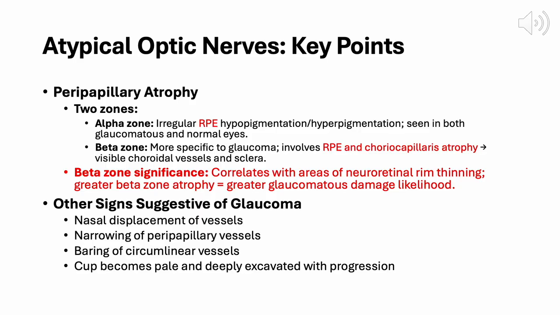Aside from peripapillary atrophy, there are other optic nerve signs that may suggest glaucoma. Look for nasal displacement of vessels, narrowing of peripapillary vessels, and baring of circumlinear vessels. Over time, the optic cup can also become pale and more deeply excavated as damage progresses. These changes serve as important structural clues, especially when functional testing is equivocal.